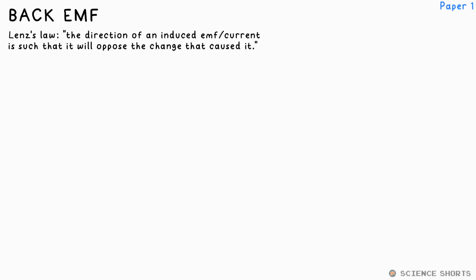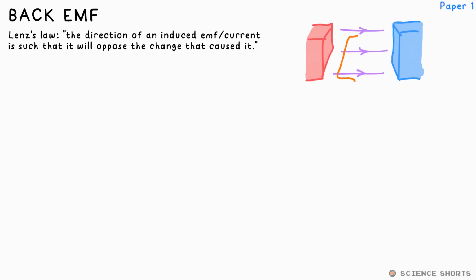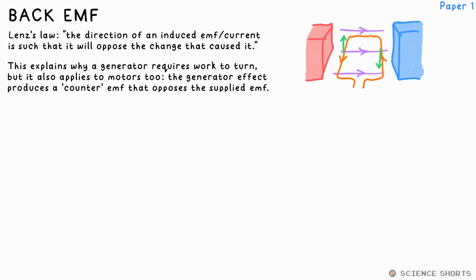We know that Lenz's law explains why it's hard to rotate a coil in a generator. The induced current is fighting back with its own opposing magnetic force due to the motor effect. You can't have one without the other. But Lenz's law also applies to motors too. When a motor spins, the generator effect is also in play.